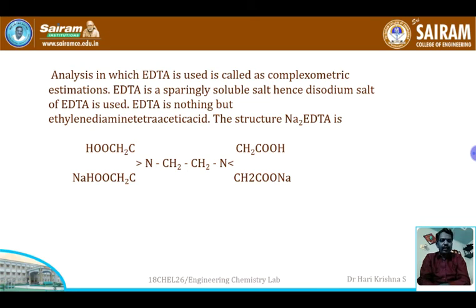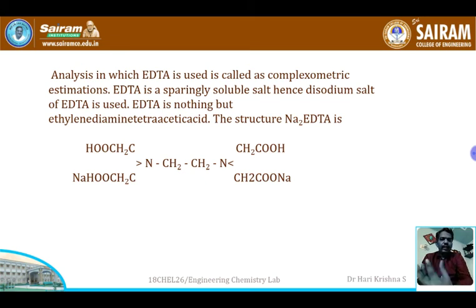EDTA, or ethylene diamine tetraacetic acid, is sparingly soluble in water. Therefore, we are going to use the disodium salt of EDTA, that is Na2EDTA. The structure is as shown here. We have ethylene here, diamine here, and four acetic acid groups. Of the four acetic acid groups, two are useless for us. Only two acetic acid groups are useful because only two acidic hydrogens are present. Two hydrogens are free to react.